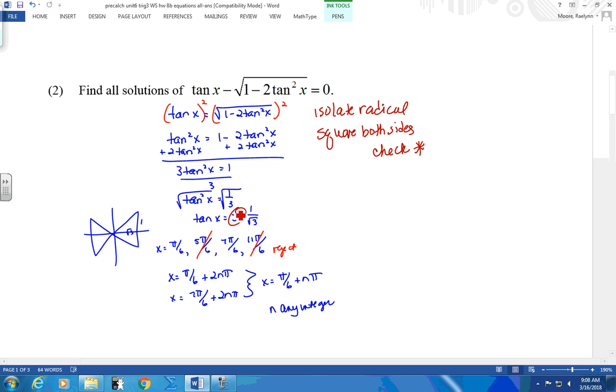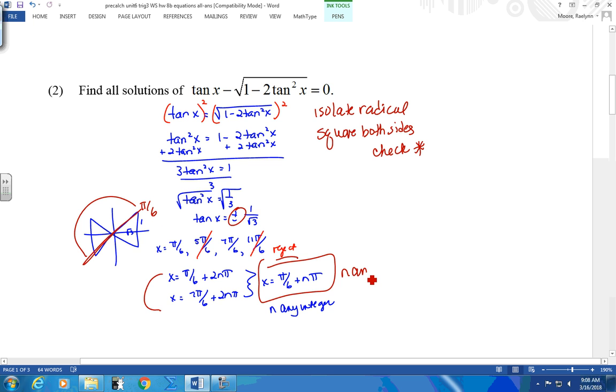And chances are the negative ones will not work. So reject them, and then all solutions, just set those two to 2n pi. Or, easier, just take the 1, the pi over 6, because the other positive one will work, so just leave it like this, where n is any integer. It's the tangent. This is for all solutions.